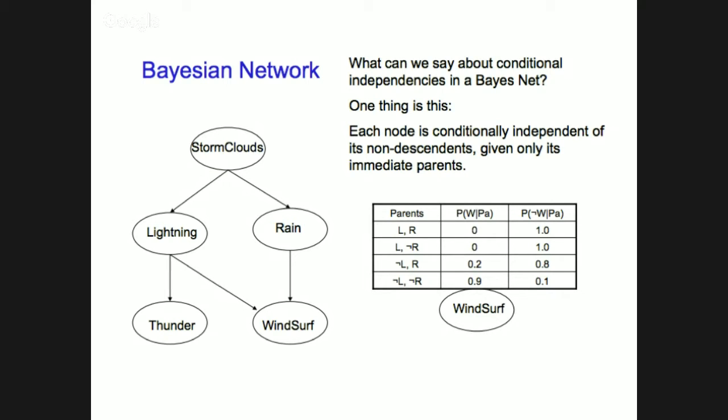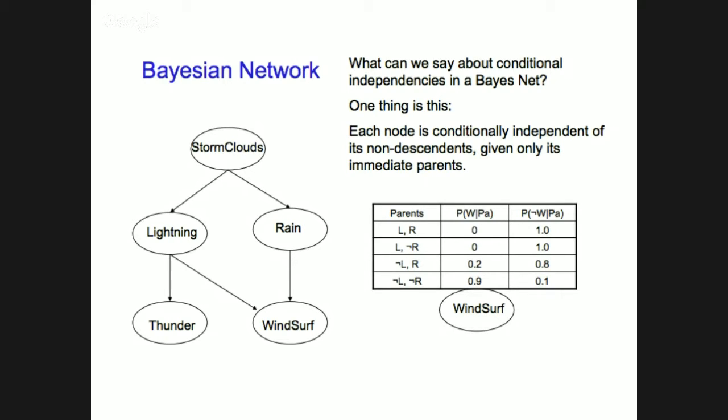And if there's no connection between any nodes, can you infer that it's conditionally independent? May or may not. So there are some rules. If there's no edge connecting one node to another, then you can't immediately say it's conditionally independent, because there may still be a path to go from one node to another. Okay? So is windsurf conditionally independent of storm clouds? No, because there's a path from storm clouds to windsurf.